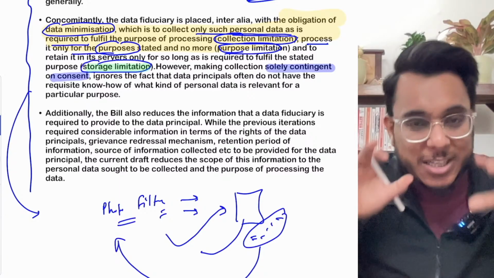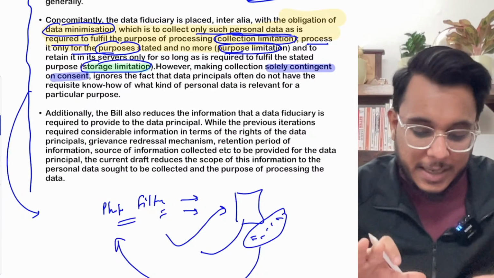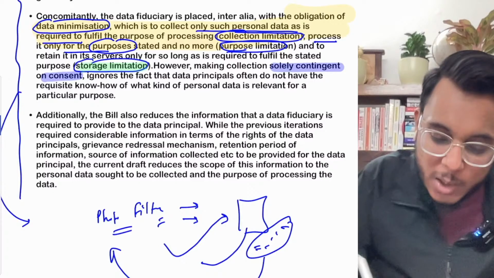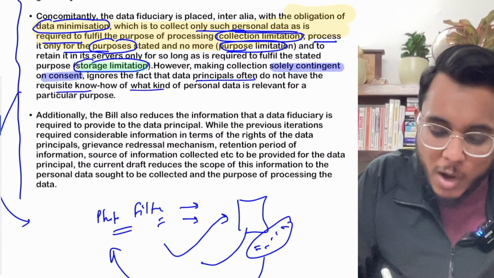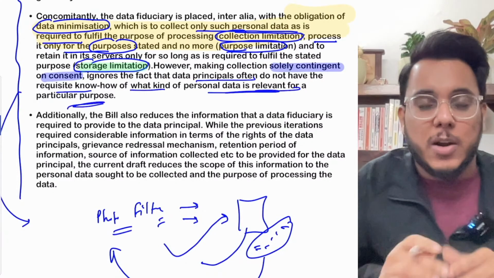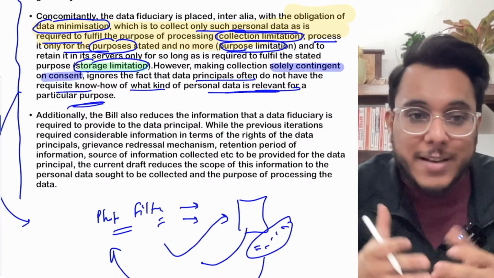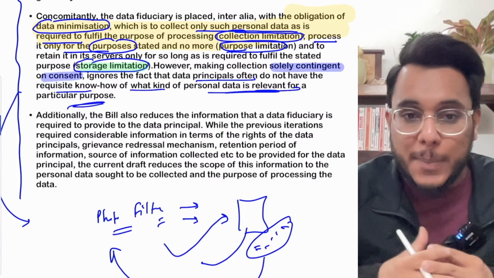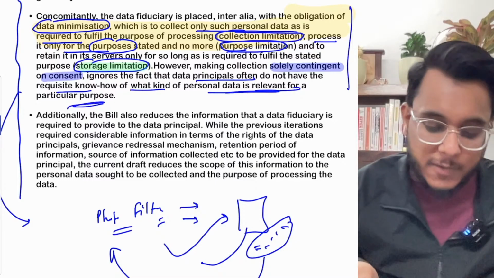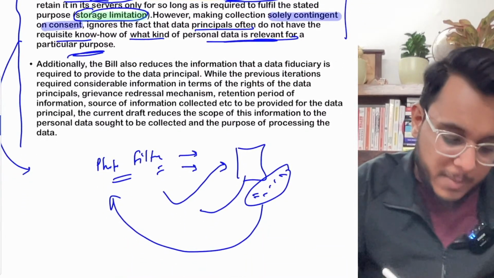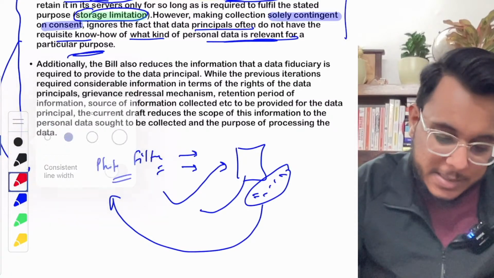So the point is that just on the basis of consent, the data can be collected. Now the data principals don't have the requisite know-how of what kind of data is relevant for a particular purpose. So what about awareness among the citizens, among the people? In this particular process, there will be an application that will be coming. The next thing that is coming is that, fine.